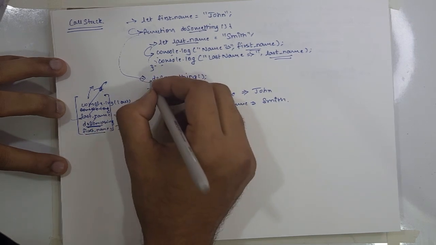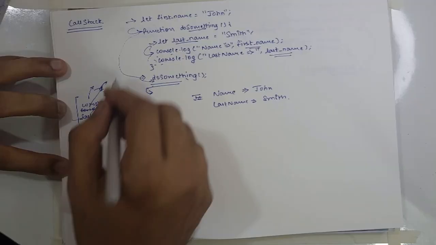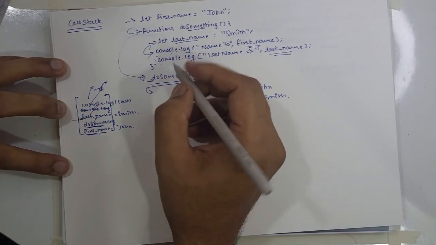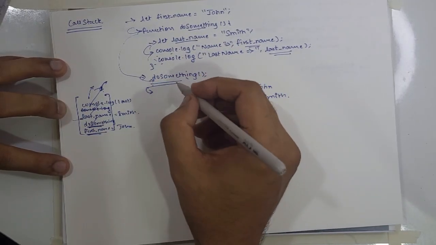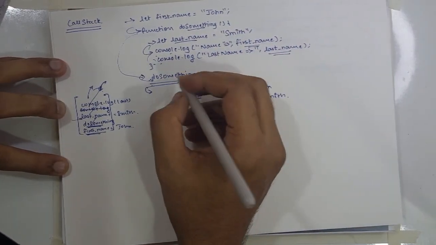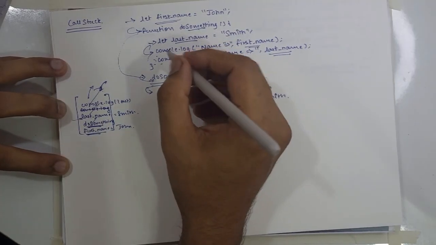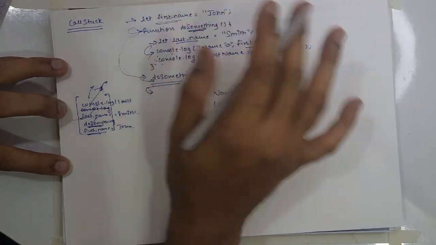So it will come back to do something. Then it will execute all the further code. First name will remain as it is as of now because the context for the global function is still active. I will explain what the global context is. The context for first name is still active. Context for do something was over.